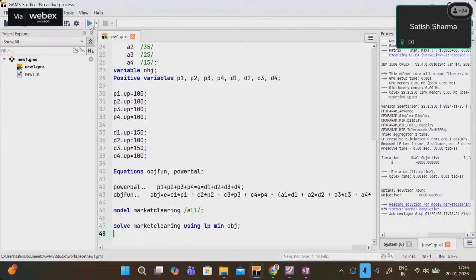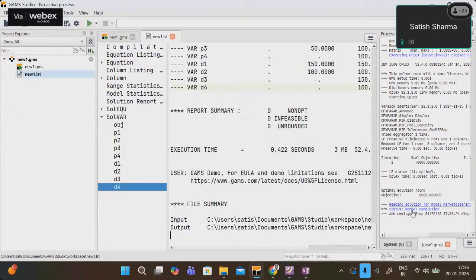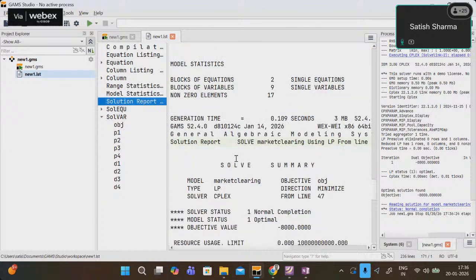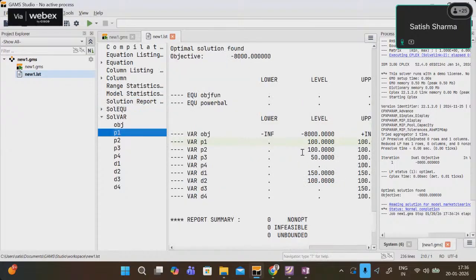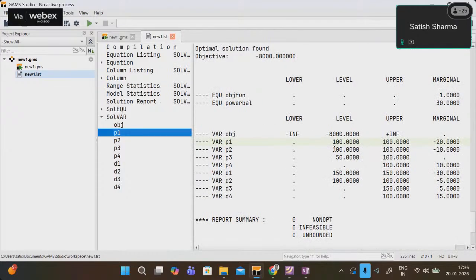I have not used display. Once we run, you can read here that the status is normal completion. If I click it here, this lst file, a new one.lst file opens. If I go to the solution report, it says model status is normal completion and the solution is optimal. Now if I look at the different values, this is how the values will look.